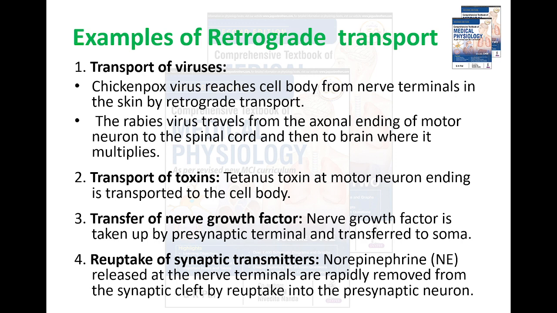What are the examples of retrograde transport? The transport of viruses: the chickenpox virus and rabies virus travel from the axon ending of the motor neuron to the spinal cord and then the brain, where it multiplies. Transport of toxins, transport of nerve growth factors, and reuptake of synaptic transmitters are all the best examples of retrograde transport.